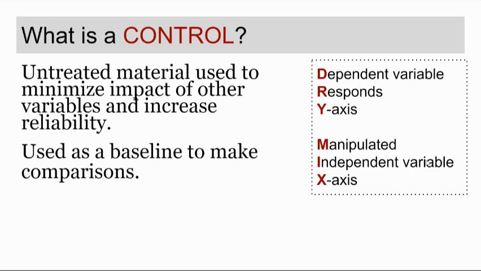In science, a control is an untreated material used to minimize the impact of other variables and increase reliability. It's used as the baseline to making comparisons. DRY MIX is a helpful acronym to think about controlled experiments. The independent variable is manipulated and always is placed on the x-axis, whereas the dependent variable is the responding variable and goes on the y-axis, and the controlled variable is the unchanged variable that you use to make comparisons against.